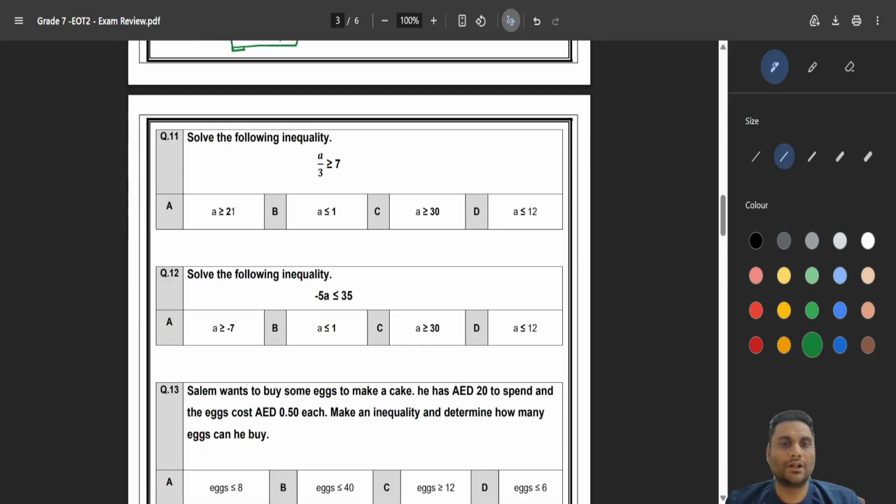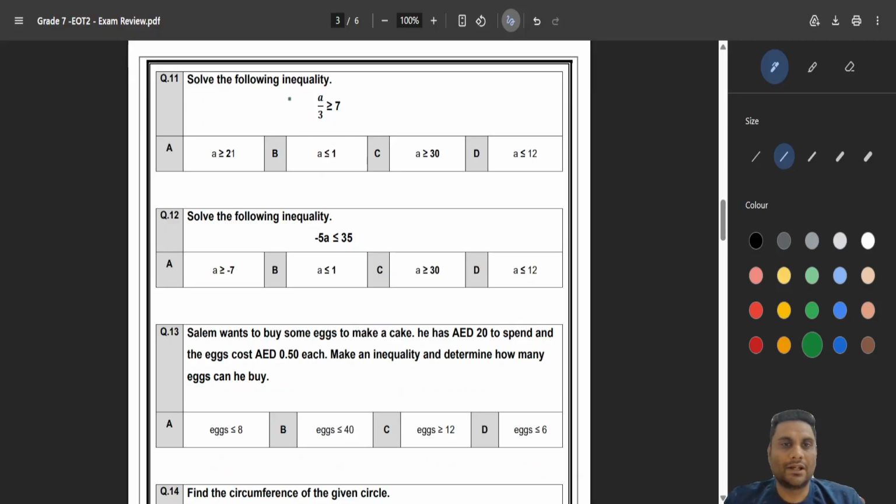Okay. Question number 11. Again we have to solve the inequality. You see this line? This line means divide. If you remember, I told you, if you see divide, what will you do? To counter divide, multiply. So here, if I want to remove the divide 3, I will have to do multiply 3. Why did I write the 3 up? Because here the 3 is down. Divide 3, 3 is down, so multiply 3 will come up. Okay. If I do multiply 3 here, I have to do multiply 3 on the other side also.